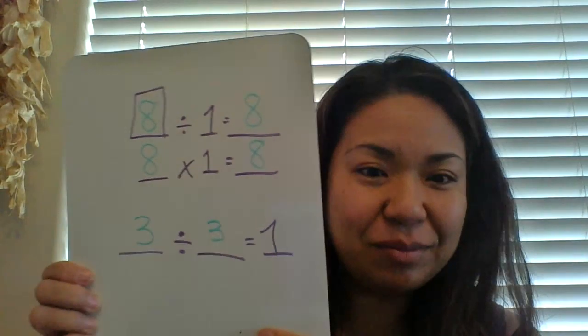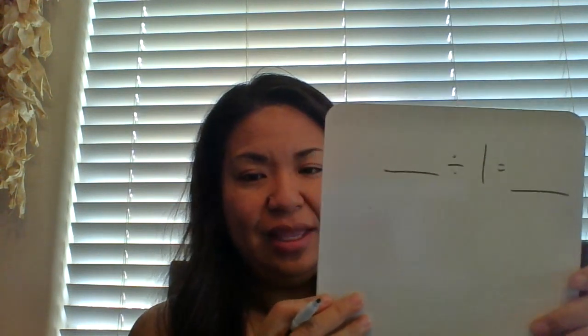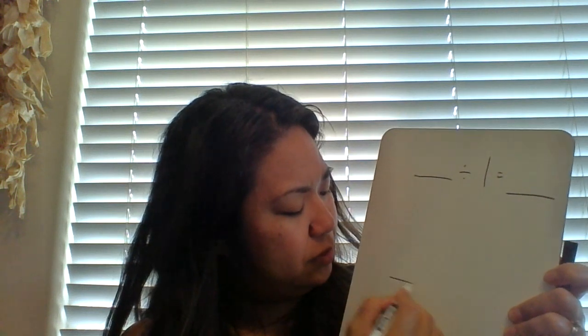Let's do some practice now. So I'm going to erase my board, and I'm going to do some practice with you. Let's do 2 of them. We're going to do blank divided by 1 equals blank, and blank divided by blank equals 1. You guessed it, right? Okay.